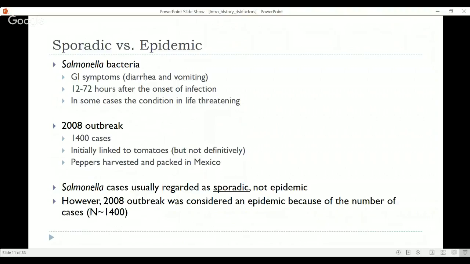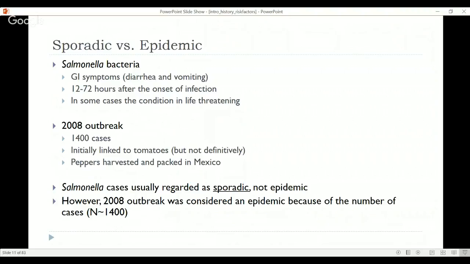Generally people develop some sort of GI symptoms, diarrhea, vomiting, and it'll occur anywhere from 12 to 72 hours after the onset of infection. Then you'll start to get the symptoms. Now, the reason we care about salmonella is that in some cases the condition can be life-threatening.